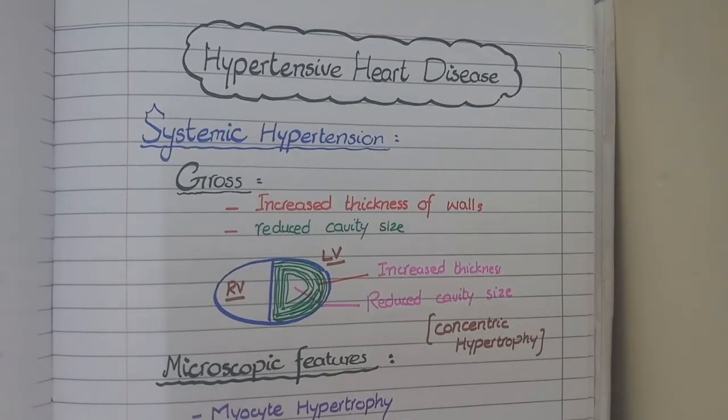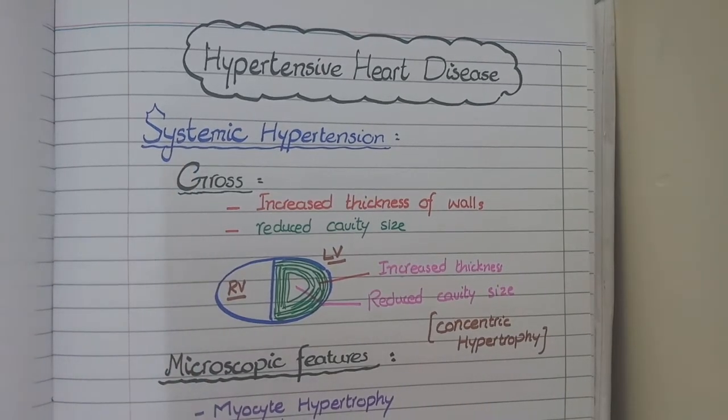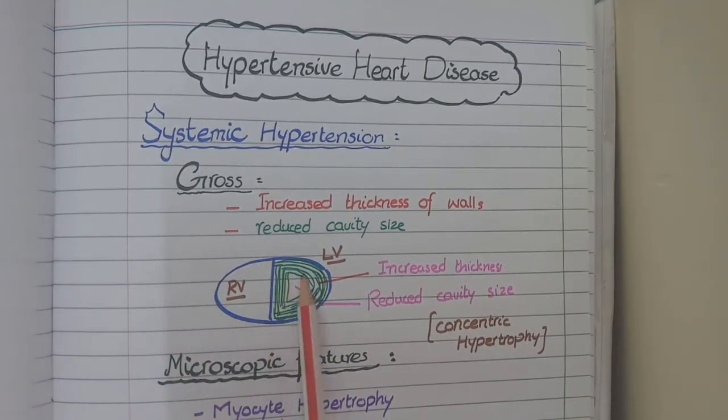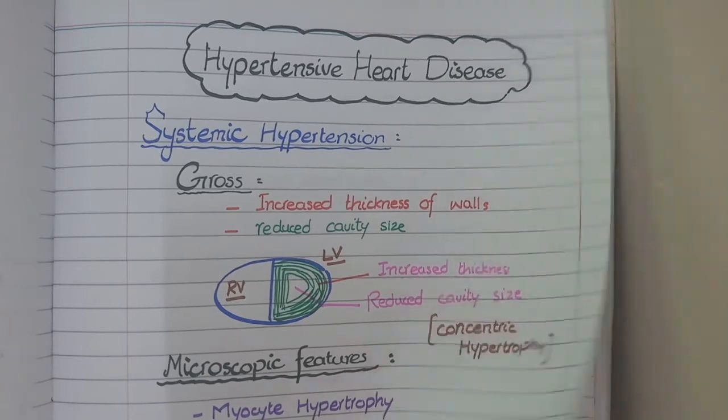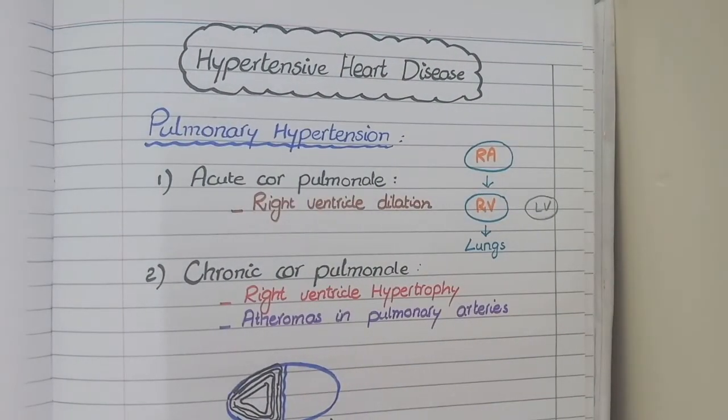In this video, we will discuss the pathological features of hypertensive heart disease. Firstly, we will discuss the pathological effects of systemic hypertension on the heart, including the concept of left ventricular hypertrophy, which is a very important concept from a clinical point of view as well as an examination point of view. And then we will study the effects of pulmonary hypertension on the heart.